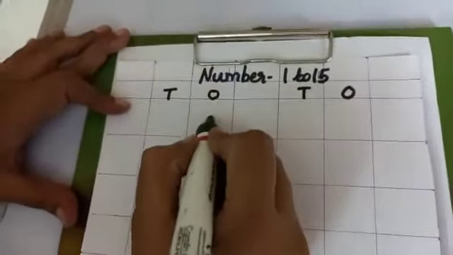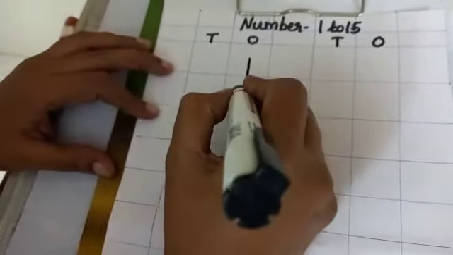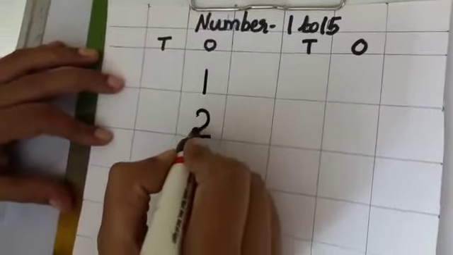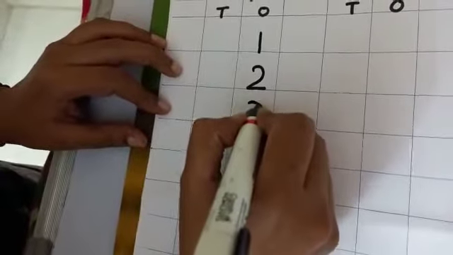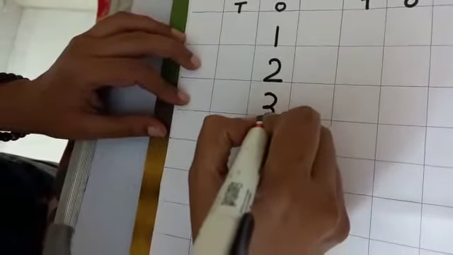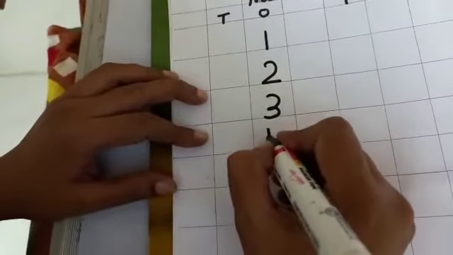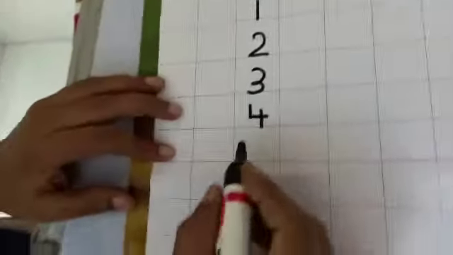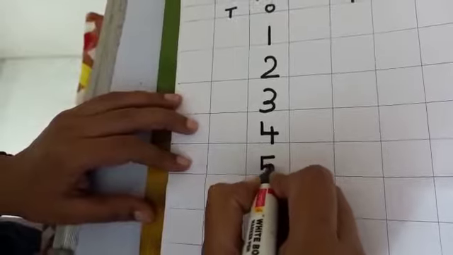First, number 1. A standing line, number 1. Second, number 2. A half circle, slanting line and slipping line, number 2. A half circle and a half circle, number 3. Now, number 4. A standing line, slipping line and standing line, number 4. Now, number 5. A slipping line, standing line and a big curve, number 5.